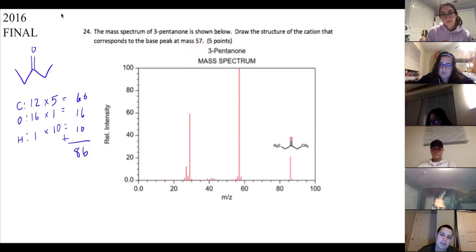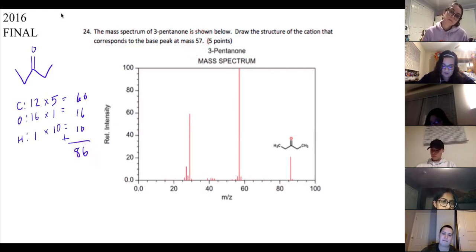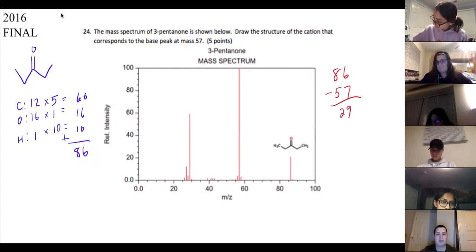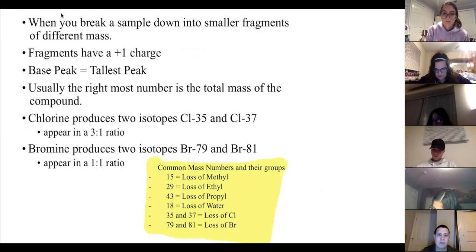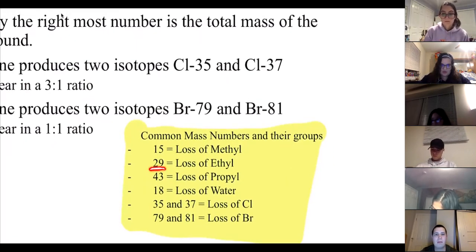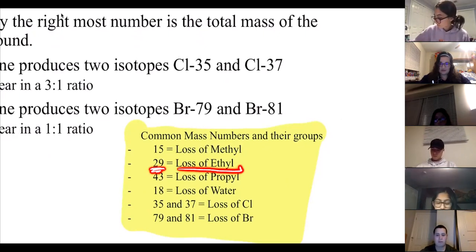So that means you have to start removing carbons until the mass of your compound drops from 86 to 57. The best way to go about that is to literally do 86 minus 57, and you get 29. If you go back to that cheat sheet that I gave you with all those highlighted numbers, you'll see that 29 means that you lost an ethyl group. That's where these numbers start to come in handy, when you start getting them as values. You got 29, so you had lost an ethyl group.